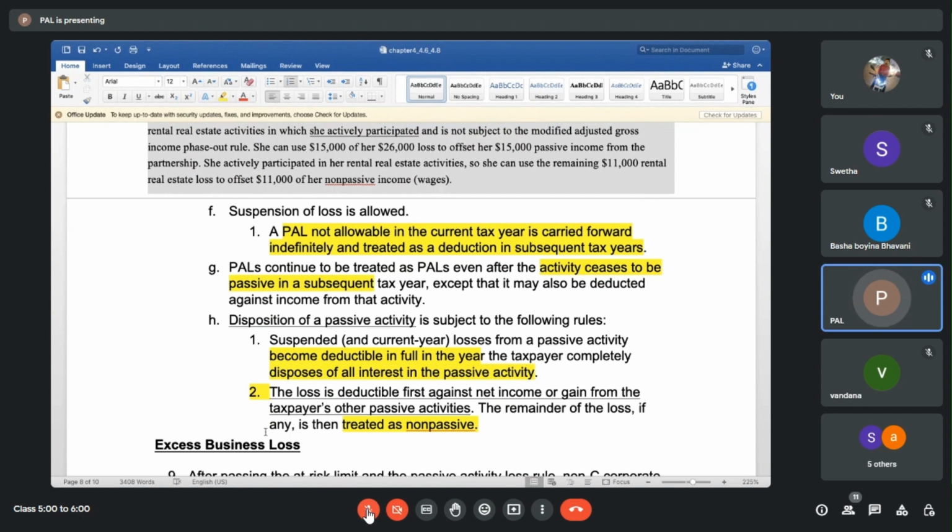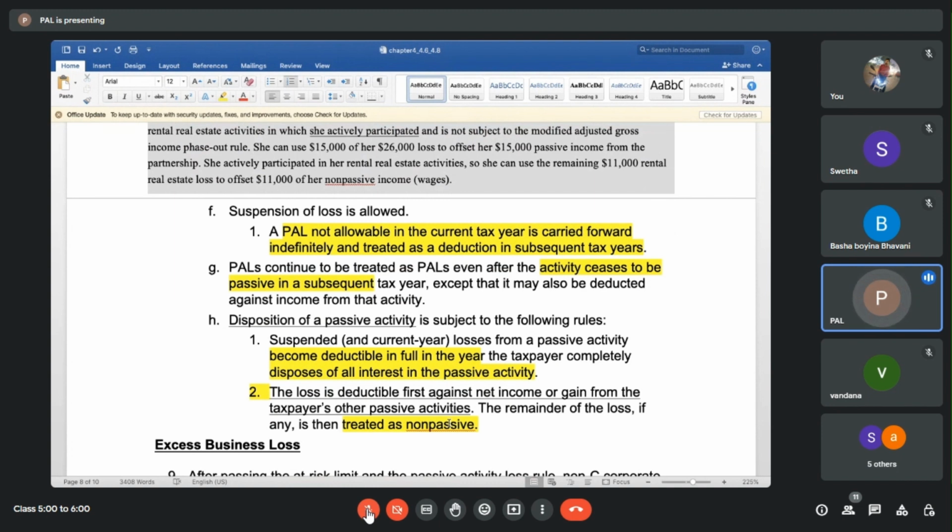Okay, this is what they're saying. The remainder of the loss, if any, is treated as non-passive, meaning it is treated as active. So active loss can reduce active income. That's again only an exceptional thing that usually doesn't happen. All the losses will get carried forward.